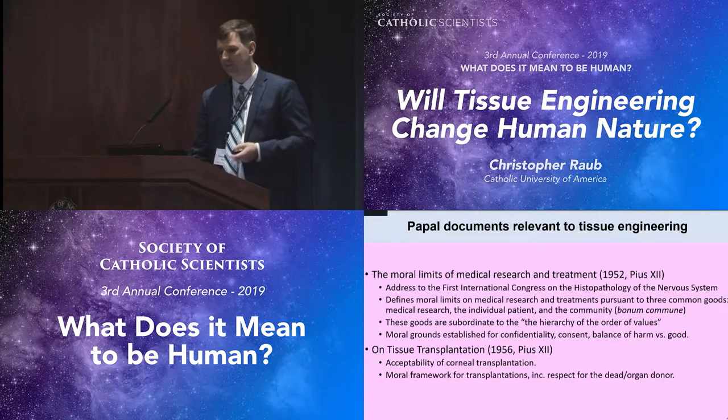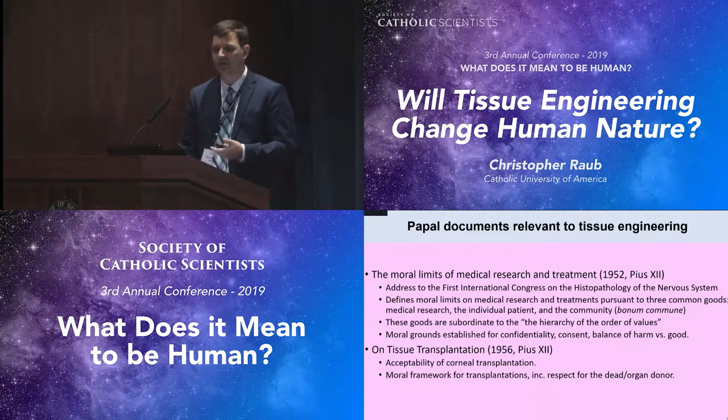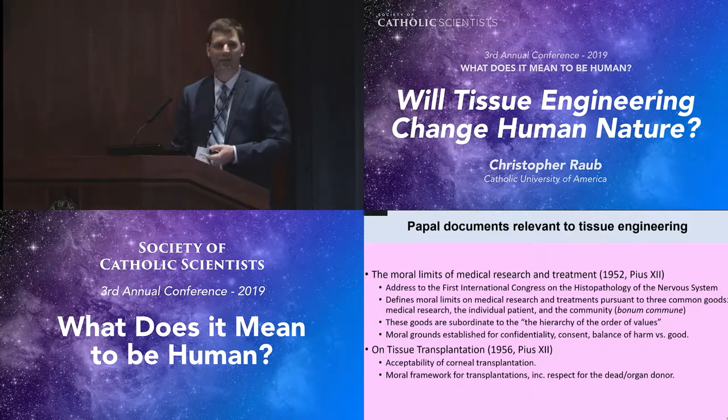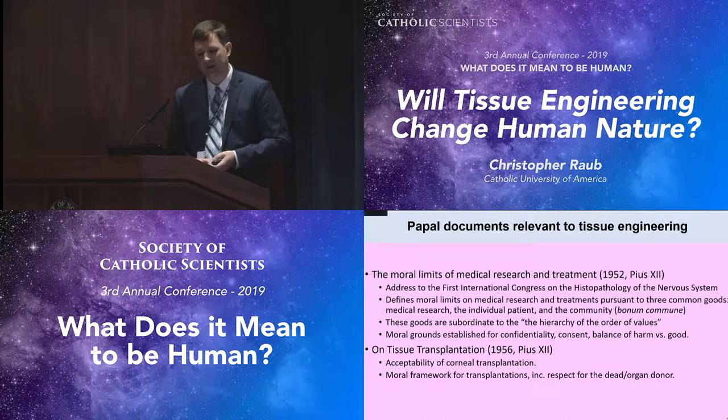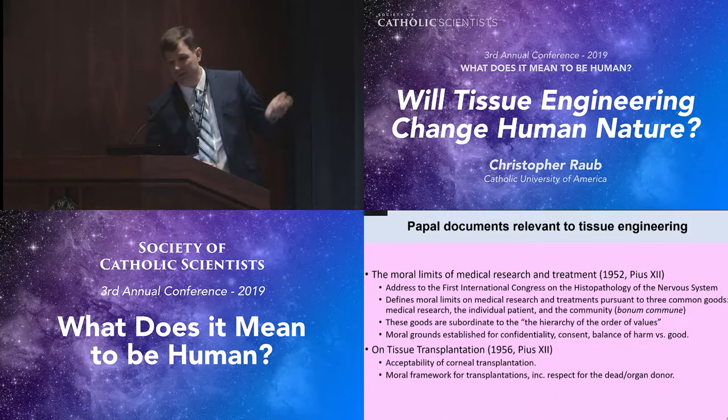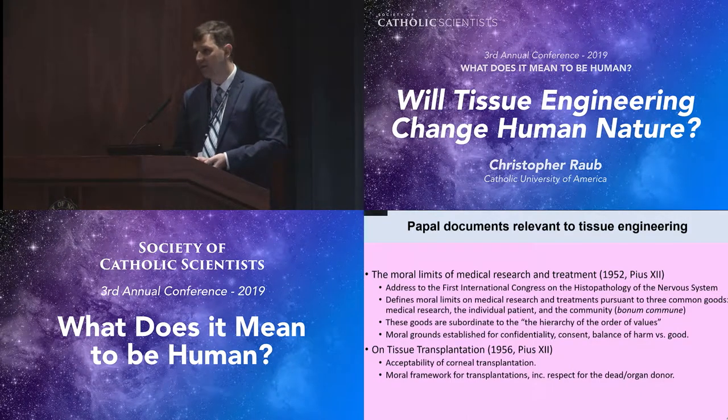There were some early papal documents relevant to tissue engineering, even though in the 1950s tissue engineering as a field didn't exist, but its precursors, initial attempts at transplantation of organs and tissues, did exist. So Pope Pius XII in 1952 made an address to the First International Congress on the Histopathology of the Nervous System. It's a very cogent address. You can find it on the internet. The Moral Limits of Medical Research and Treatment.